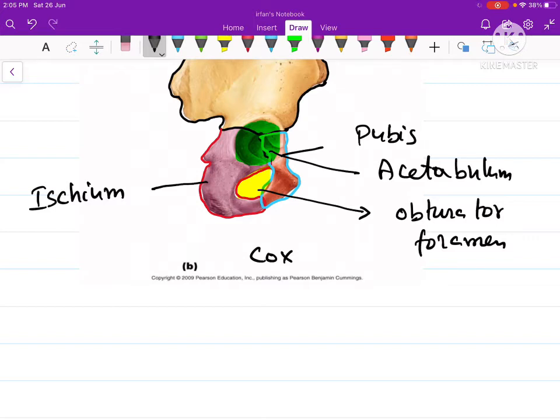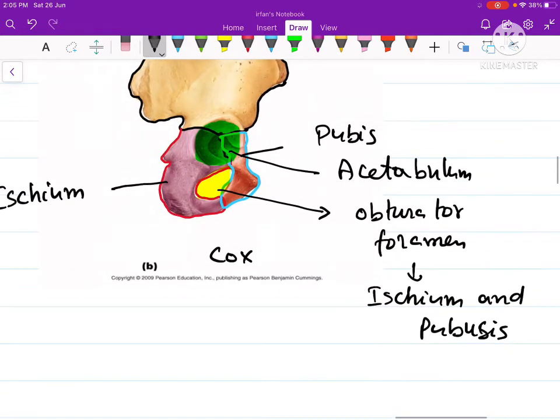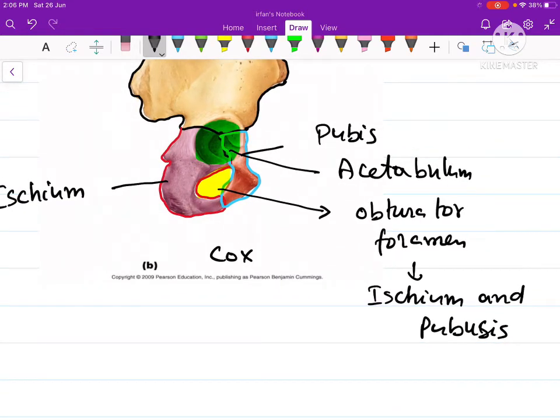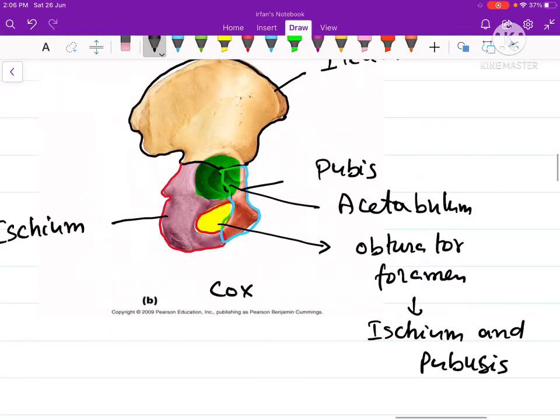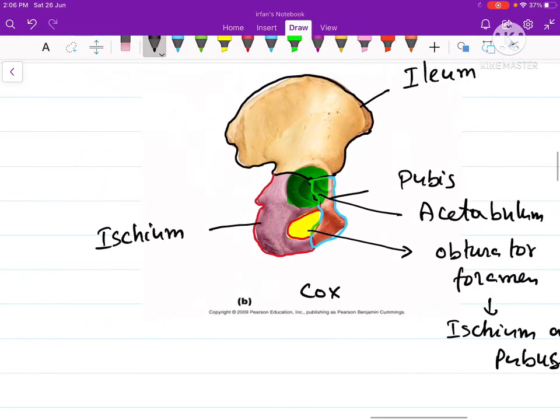Obturator foramen is formed by ischium and pubis. So this is formed by only ischium and pubis, while the acetabulum was formed jointly by all the three bones, ischium, ilium and pubis. This obturator foramen is formed only by the two bones, which is ischium and pubis. Obturator foramen is the opening through which blood vessels and nerves pass.